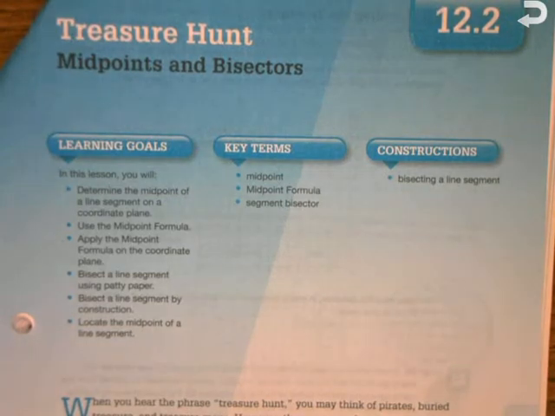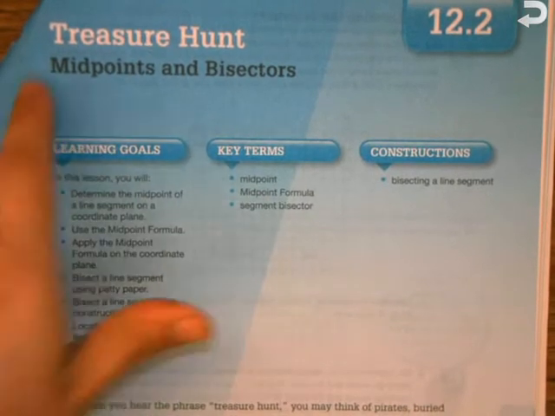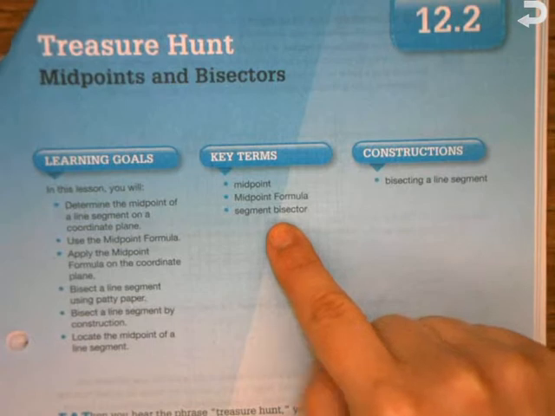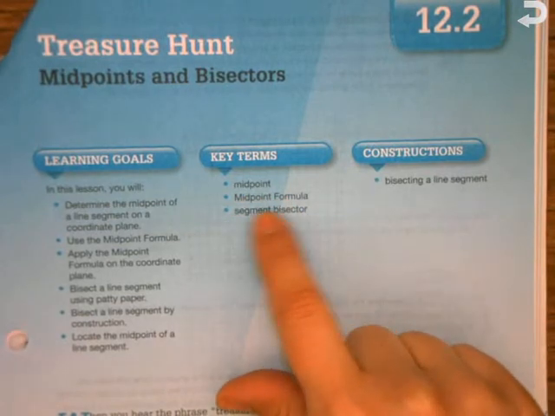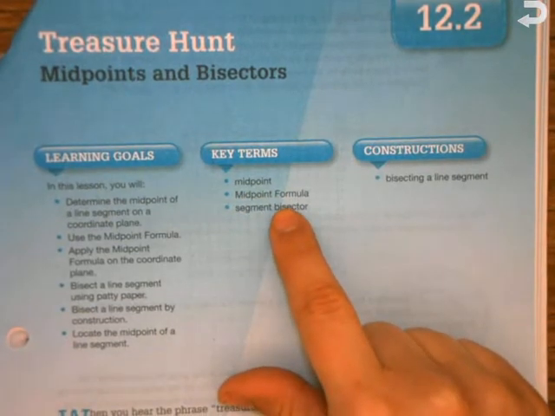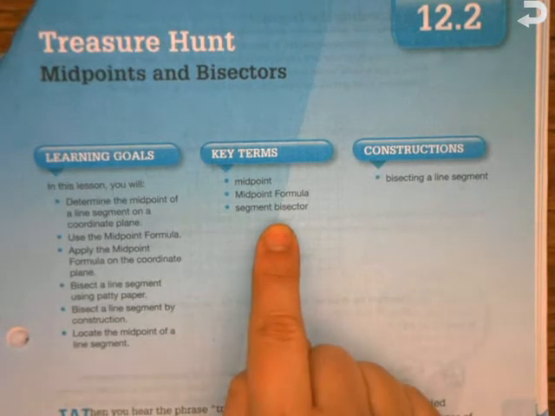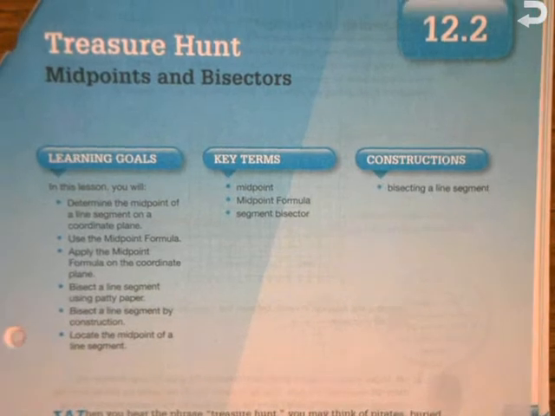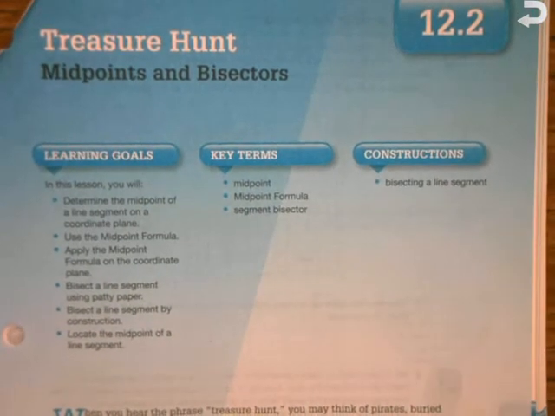So for 12.2, guys, we are going to look at midpoints and bisectors. So we have a couple key terms that we're going to be looking at. The midpoint, we're going to look at a midpoint formula. We're going to define a segment bisector, and then we're going to be constructing segment bisectors. So that's what we're doing today.